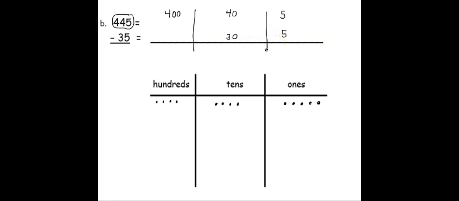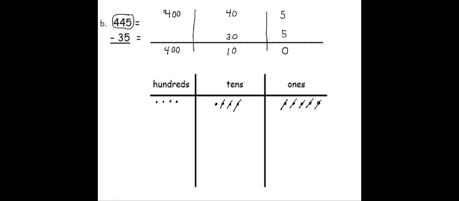And I'm going to cross off 35, looking at my ones place first. So in the expanded form, we can see we're going to start with 5 and take 5 away. So I'm going to cross off the dots to show that I'm taking 5 away, and that leaves 0 in my ones place. In my tens place, I need to subtract 30, which is the same thing as 3 tens. So I'm going to cross off 3 tens, and that leaves 1 ten, or 10. And in my hundreds place, I'm not subtracting anything, so that leaves the 400.